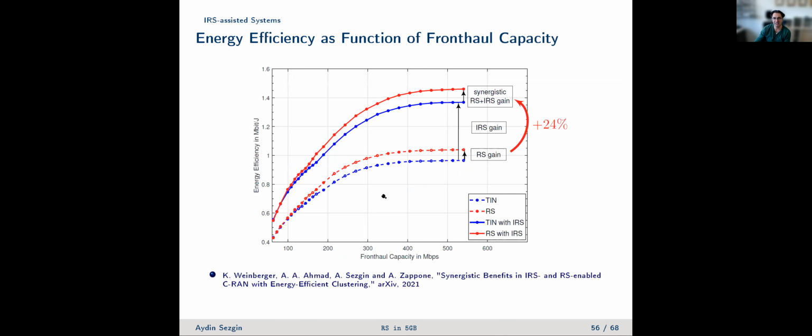What is shown here is again the energy efficiency as a function of the fronthaul capacity. What I would like to highlight is the benefit we get by changing from treating interference as noise to rate splitting. Here, in this case, we don't have the IRS involved. Now if you move from TIN and include the IRS, this is the improvement you get by using the IRS. And now again, when you switch from treating interference as noise to rate splitting, you are going to get this improvement.